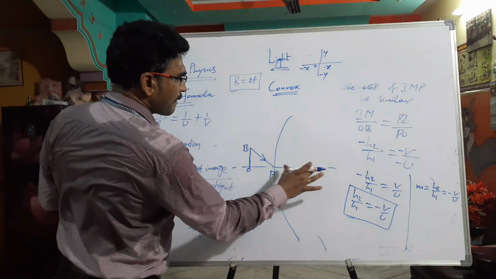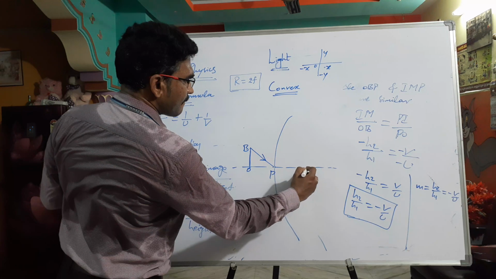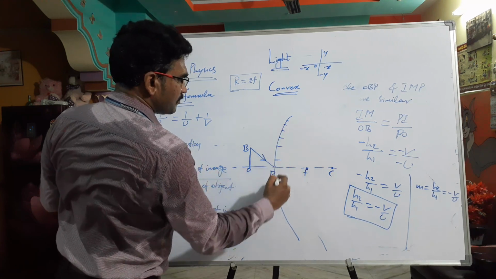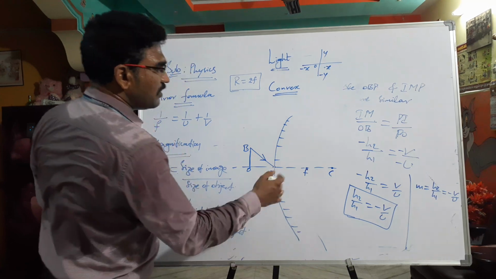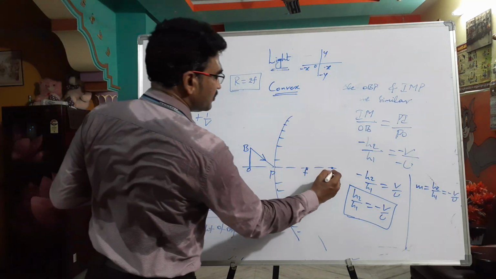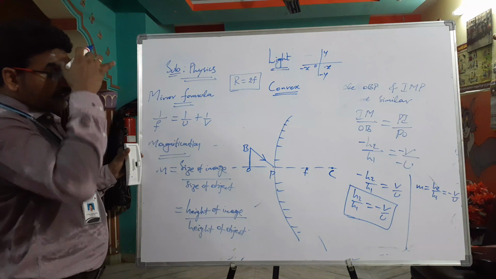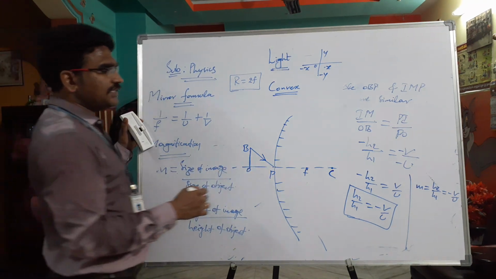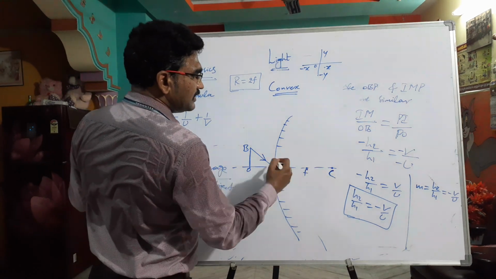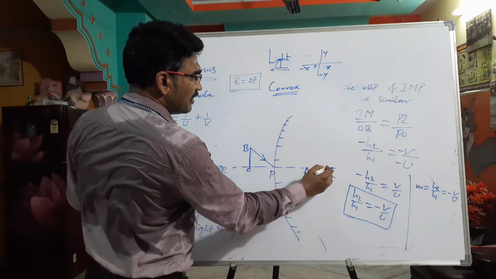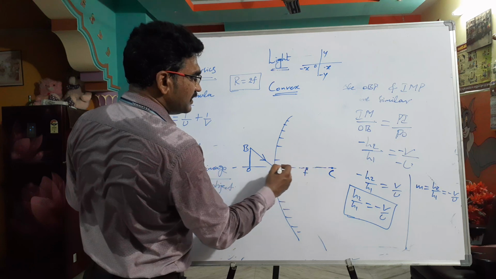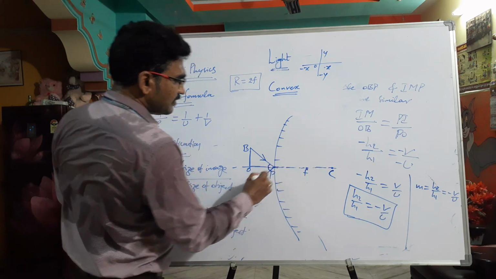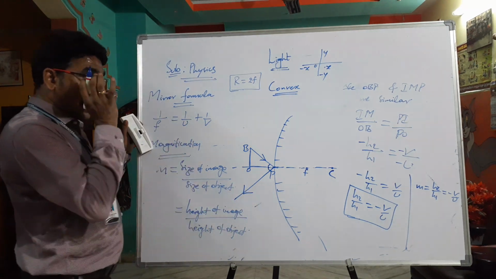This is for convex, for convex the center of curvature will be on that side. Now this is the incident ray. I want to draw the reflected ray. If you want to draw the reflected ray, then what do you have to do? Simply draw the normal. From where will you draw the normal? From the center. Now this is going to be the normal. Then this is the angle of incidence. Then this is the reflected ray.